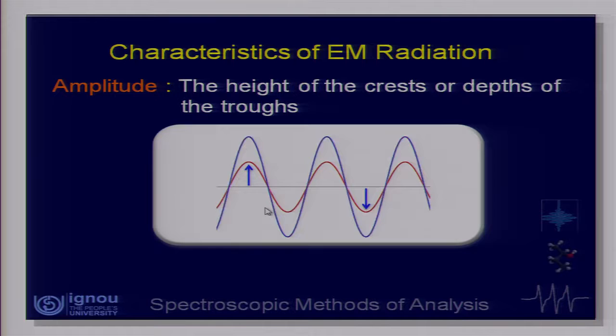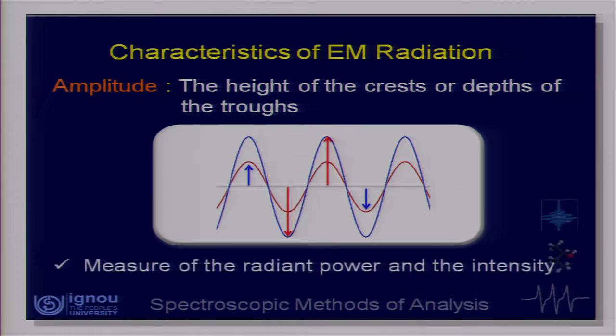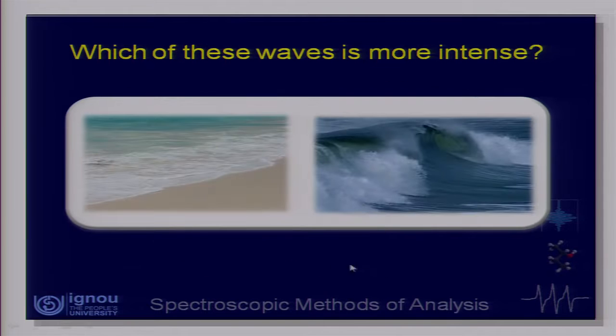If you take a different wave, now we can see that the amplitude becomes different, it is larger now. For the second wave in blue that I have shown here, the amplitude happens to be more. Now, this amplitude of the EM radiation, or any wave for that matter, happens to be a measure of the radiant power and intensity of the radiation. Let us take an analogy here. Look at this picture here. I am showing you two kinds of waves on the seashore. This you see is a very mild wave, whereas this happens to be a very intense one.